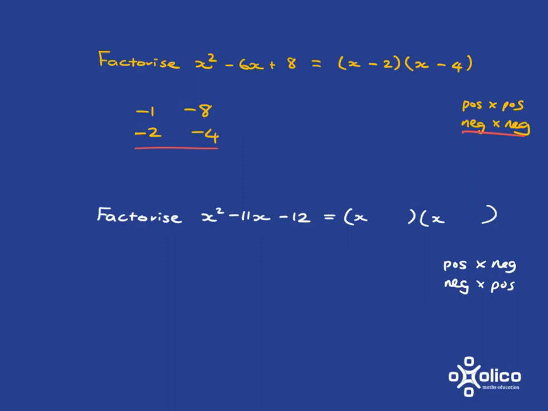Well, let's start with 1. 1 multiplied by negative 12 gets me to negative 12, but also negative 1 multiplied by 12. Let's go to 2. You can have 2 multiplied by negative 6, or negative 2 times 6. Then 3 multiplied by negative 4, or negative 3 times 4. 4 would be the next one, but we've already dealt with 4, so we can stop there. Now all we have to do is see which of those add up to give me negative 11. And actually, luckily enough, it's the first one, because 1 plus negative 12 gets me to negative 11. And so I can put this in. It's a positive 1, so it's plus 1, and negative 12, so it's minus 12.